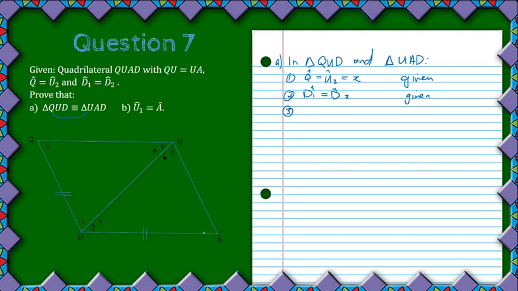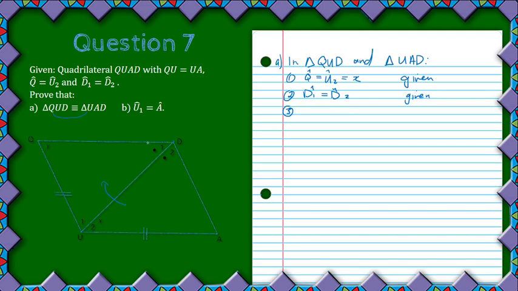So to get a better perspective of how these relate to each other, if I take this triangle and I just rotate it around this point, I rotate it up, then this angle will fall over this angle, this side will fall over this side, and this X will fall over this X. So then we can see that QUD, if I've rotated this up, would be UAD.